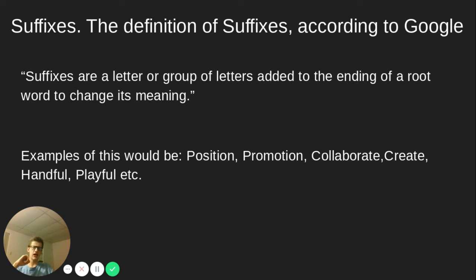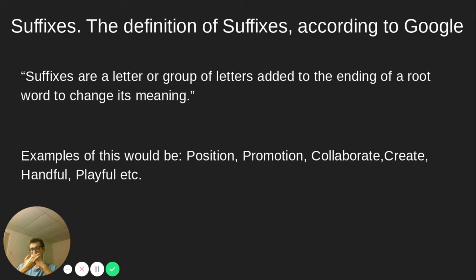Anyway, examples of this would be position, promotion, collaborate, create, handful, playful, etc. So the suffix in position would be ion, or ian. That's confusing. Say position without the T, so it's like ian. Anyway, promotion, same thing, ion. We're not going to get stuck on that for 30 seconds like last time.